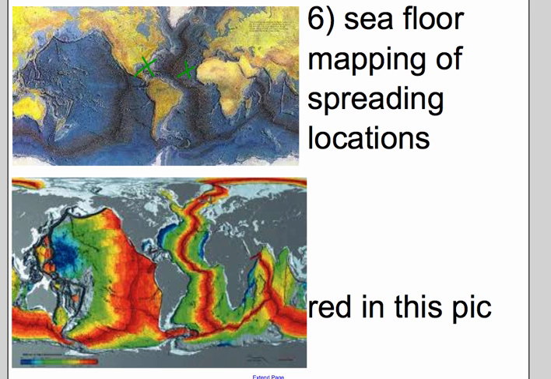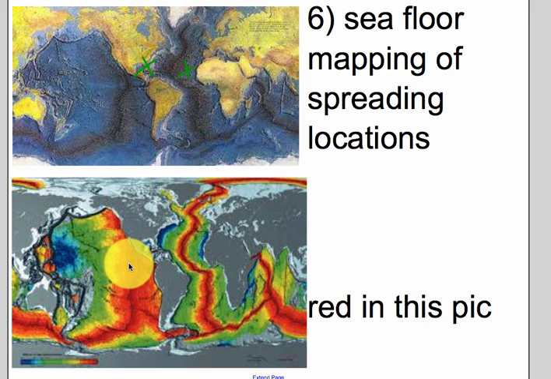The next one is the seafloor mapping, and there's spreading locations. So we've actually been able to figure out the age of the crust through radioactive dating, and we also can figure out through magnetic sensing what the age of the crust is. We just go over it with a boat, and there's lots of different ways to do it.